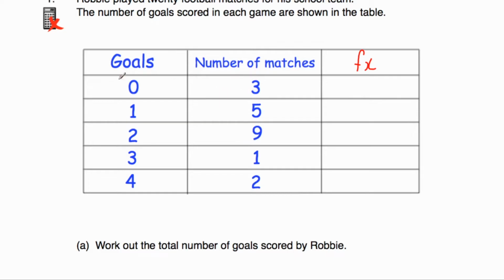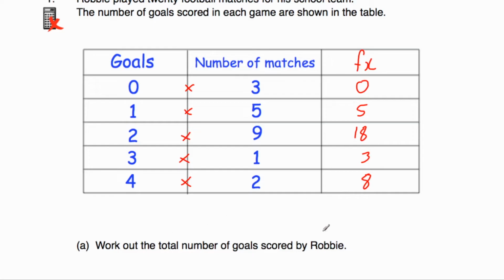So in 3 games, he scored no goals. So he scored no goals altogether. And a quick way of getting that 0 is to do 0 times 3. 0 times 3 is equal to 0. In 5 matches, he scored 1 goal, so that'd be 5 goals. And again, a quick way of doing that is 5 times 1, and 5 times 1 is equal to 5. So in 9 matches, he scored 2 goals, so that would be 18 altogether, and 9 times 2 is 18. In 1 match, he scored 3 goals, so 1 times 3 is equal to 3. And in 2 matches, he scored 4 goals, so altogether that would be 8 goals in those 2 matches.